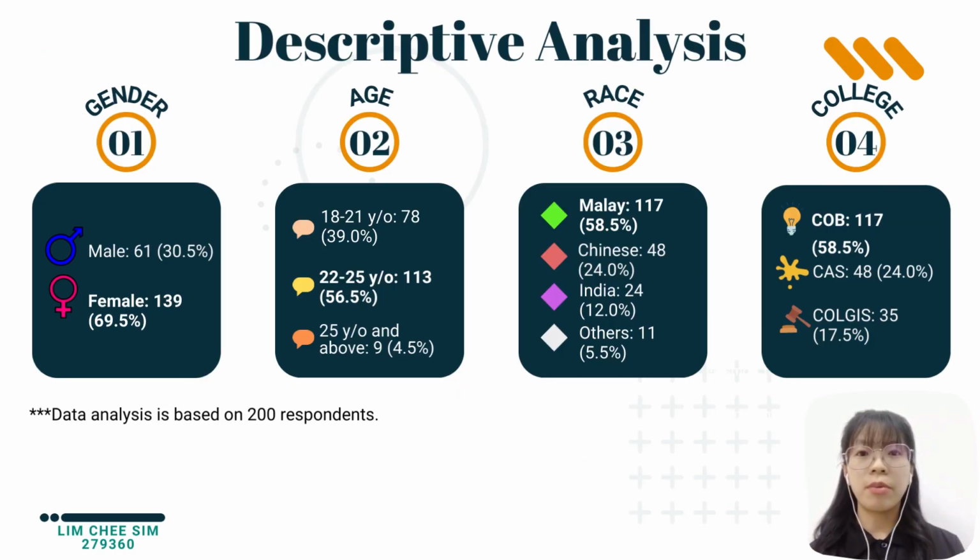So proceed with data analysis. Descriptive analysis is being applied on demographic respondents, including gender, age, race, college, school, year of study, INASIS, and their income source. Based on data collected from 200 respondents, 139 of them are female. Our respondents are mainly in the age range of 22 to 25 years old. Malay respondents accounted for 117 of the total. Most of the respondents are students from the College of Business, which is COB.